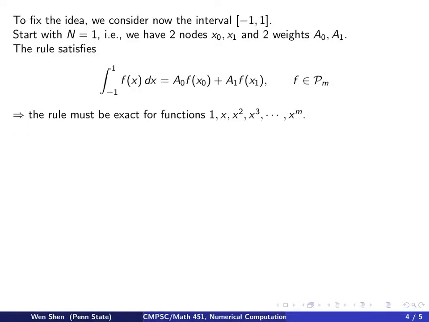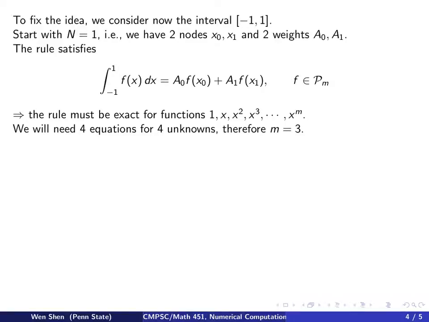So we first observe that if the rule is exact for a polynomial of degree maximal m, then the rule will be exact for all these functions, that is x to the power less than or equal to m, namely 1, x, x squared, x cubed, and all the way to x to the power m. And each of these functions will give me one constraint exactly. So in the end, this gives me m plus 1 constraints. Those I can write out as m plus 1 equations.